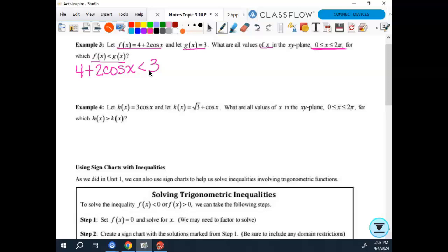So I'm going to subtract 4 from both sides, so I get 2 cosine of x is less than negative 1. So cosine, yes, now we divide. Cosine of x is less than negative 1/2. Okay? No, because I didn't divide by a negative. It is negative, but the negative came about because I subtracted. I didn't divide by the negative.